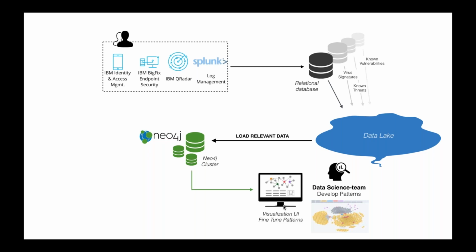So once you find a particular pattern, you then load the relevant data into Neo4j. And this is where Neo4j is very powerful in running through your entire data set to find all instances of this pattern. And not only that, because you can now start to visualize this pattern within Neo4j, the data scientists can then actually fine-tune the pattern. They can easily remove the false positives.